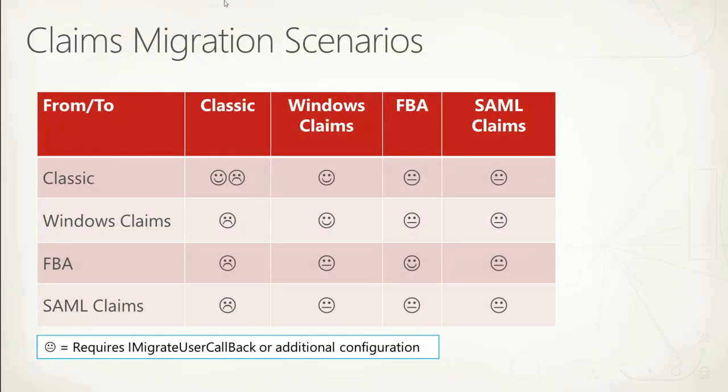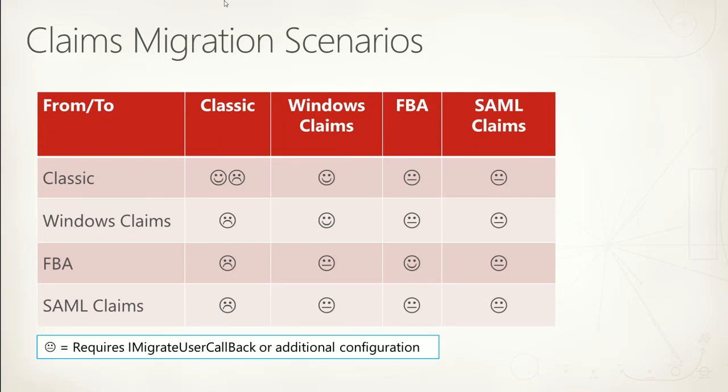When we look at all the different claims migration scenarios on a chart, they look like this. The smiley faces represent things that we support out of the box. The medium faces represent things that are supported within the platform, but you've got to do some additional work. The sad face there is the Classic. We don't really want you to work with Classic anymore because there are some things that just don't work with Classic.